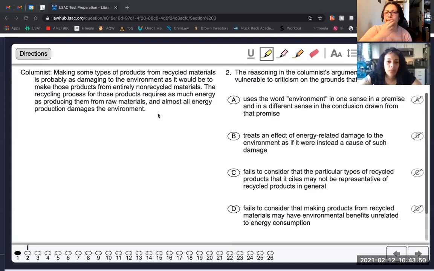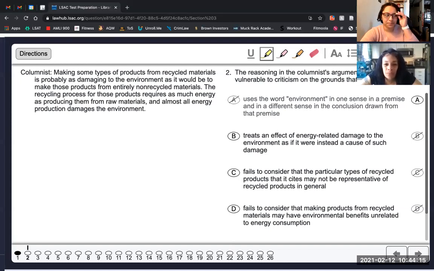Okay. The reasoning in the columnist's argument is most vulnerable to criticism on the grounds that the argument. A: uses the word environment in one sense in the premises and in a different sense in the conclusion drawn from those premises. A has nothing to do with the passage at all. B: treats an effect of energy-related damage to the environment as if it were instead a cause of such damage.